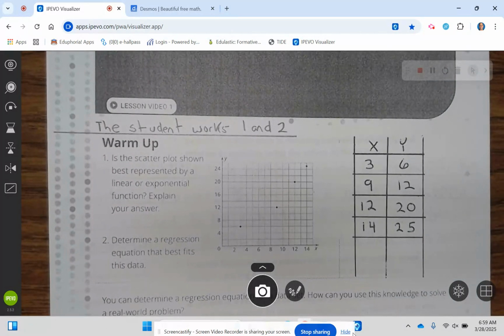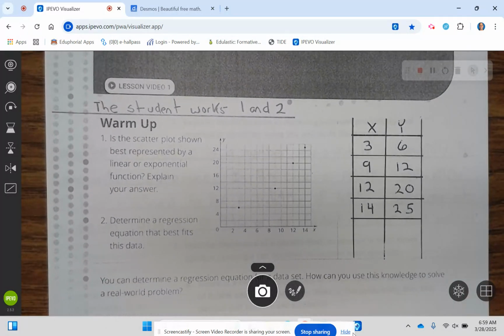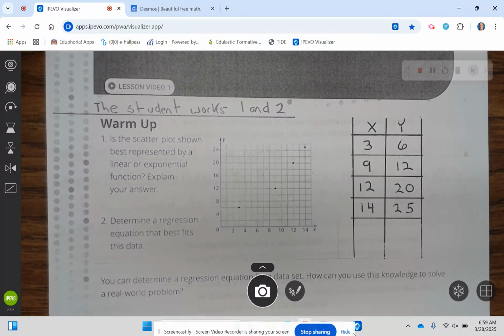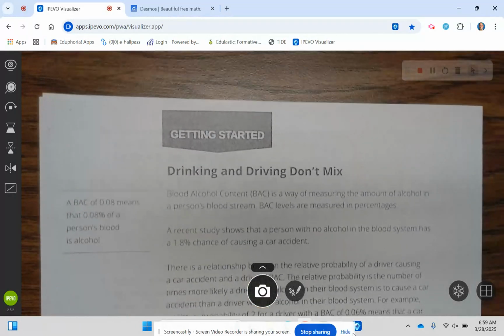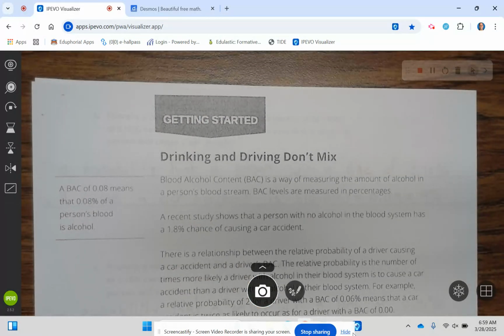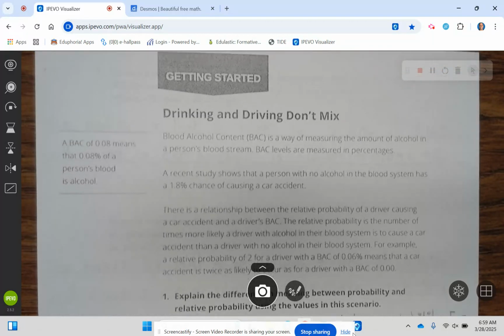The student works 1 and 2. Let's take a look at the next page. Drinking and driving don't mix.